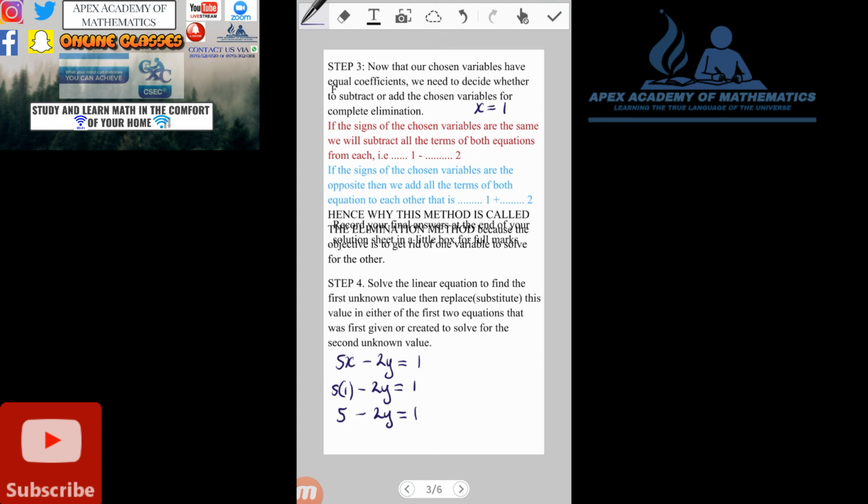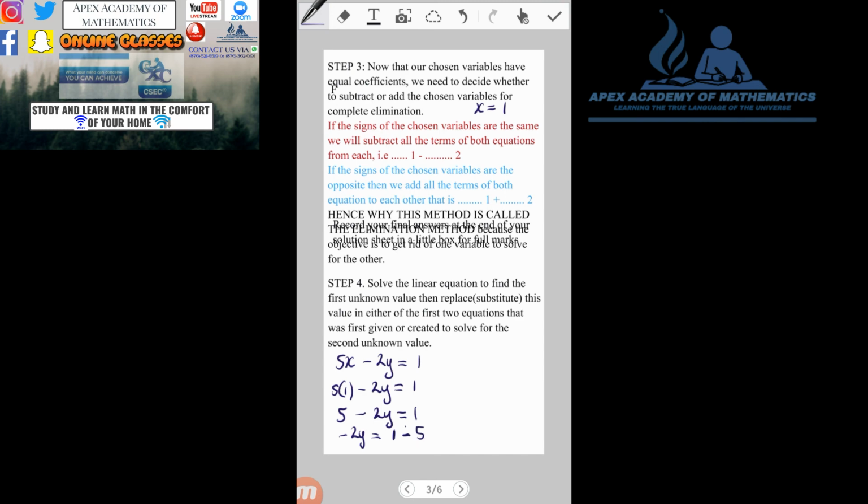All right, so I'm going to do a little bit of algebra here. Just bring the 5 over to that side. So I'm going to have negative 2y is equal to this 1 over here. And when this 5 goes over to the other side, this positive 5 becomes minus 5. So now what I have is simply negative 2y, and that's equal to, when I evaluate that, negative 4.